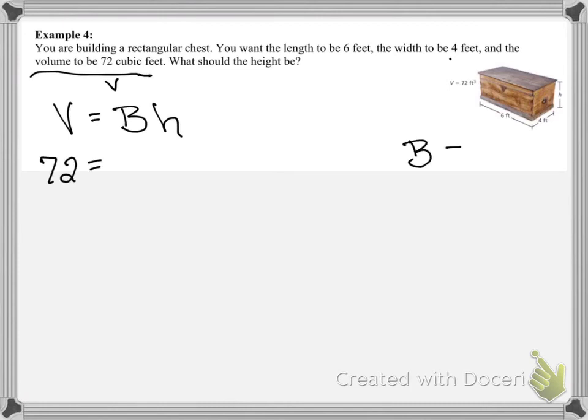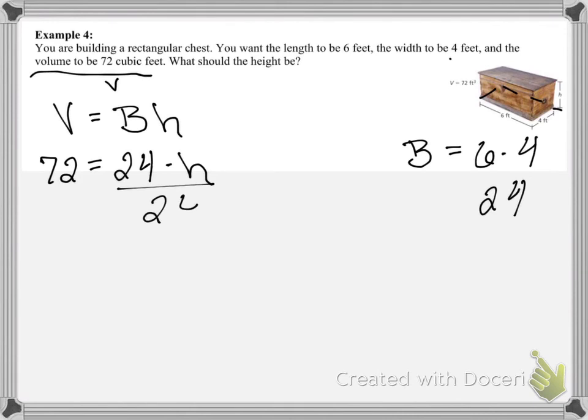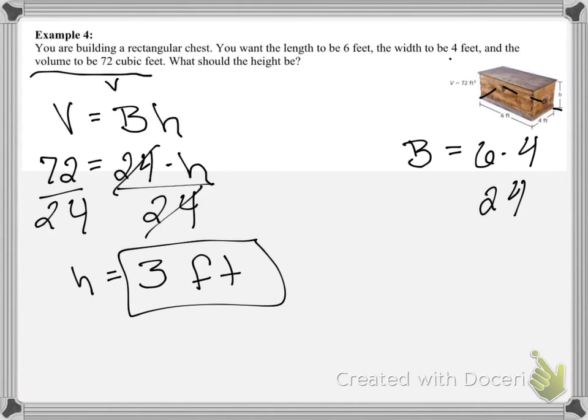Big B is the area of the base. I know the base of this guy. It's a rectangle, 6 by 4, so the area of that base would be length times width, 6 times 4. So my base is 24. The area of my base, 24, times my height. I don't know the height, so now we'd have to divide both sides by 24. 72 divided by 24. My height would have to be 3. My units are all in feet, so my height would have to be 3 feet if I want this chest to have a volume of 72 cubic feet.